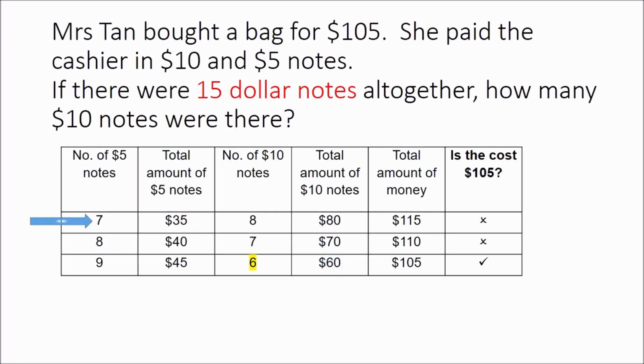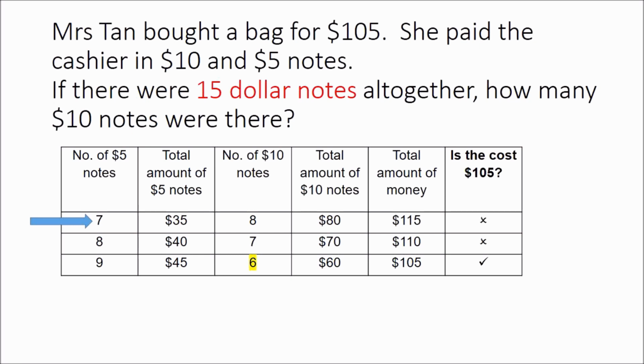Okay, by now we should be familiar, so we start with our heading, make sure it's accurate. For the starting point, the 15 is an odd number, so we start with 7 and 8. So 7 $5 notes and 8 $10 notes will give us $115. And then when we reduce the $10 notes by 1, the total amount of money collected is $110, which is very close. So now you see that there's a pattern.